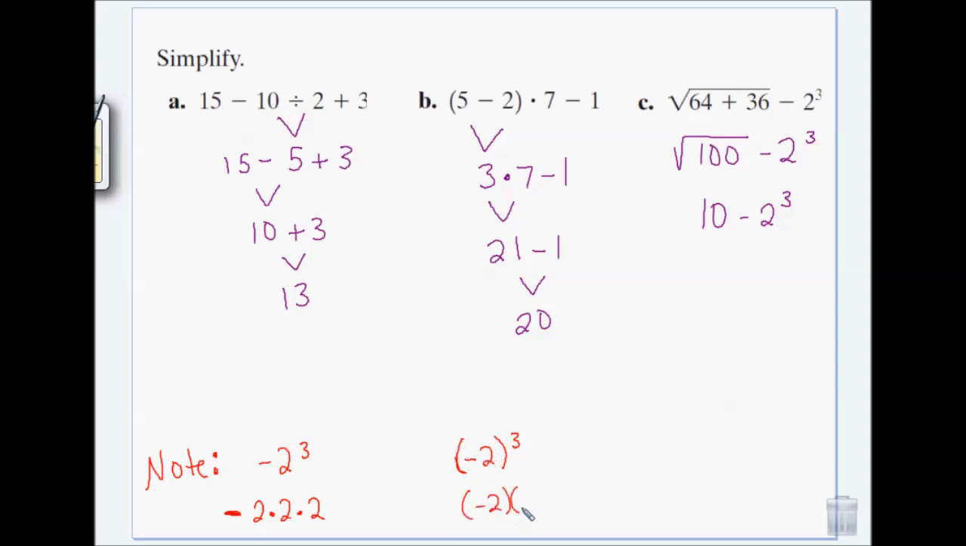This is negative 2 times negative 2 times negative 2. Okay, here's where I get weird on you. Exponents are like a taser, a handheld taser. It's only affecting the one thing it's directly touching, right? So if I were to go insane and have a taser and come running over here and taser you, it's not going to shock her, right? Because I'm only touching you.